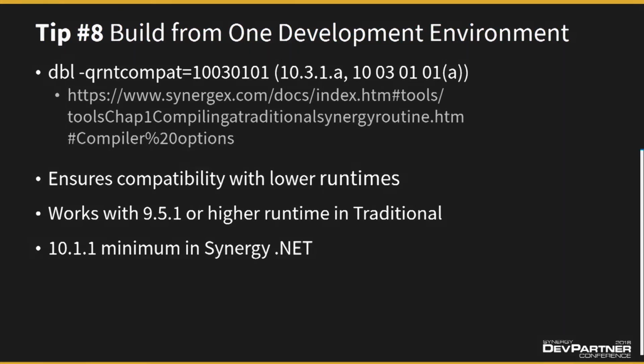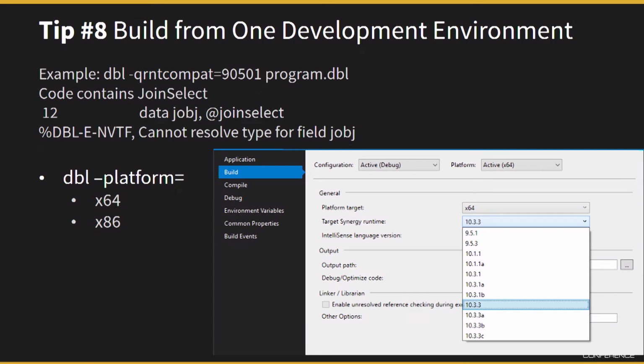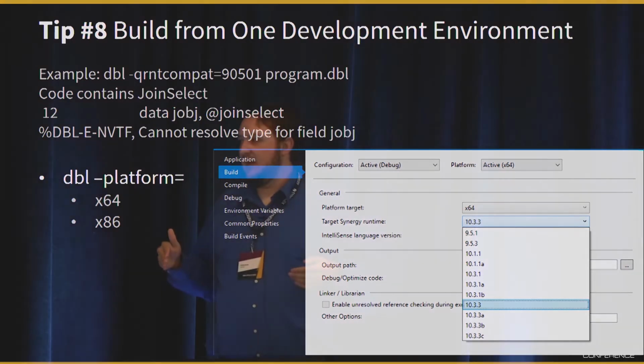To continue on with that, Marty showed a little bit of where that is in the configuration on your build tab in Visual Studio. As an example, I ran this Q runtime compat with the lowest version, 9.5.1, on a program that was using the join select, and the join select is a newer feature, and so it told me, I cannot resolve this type for this field. So it was able to point out that your code is not going to be compatible with that lower runtime because you're using a feature that was not available there.